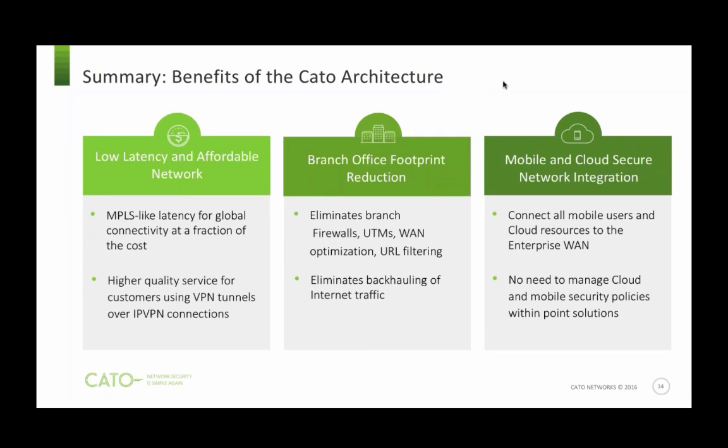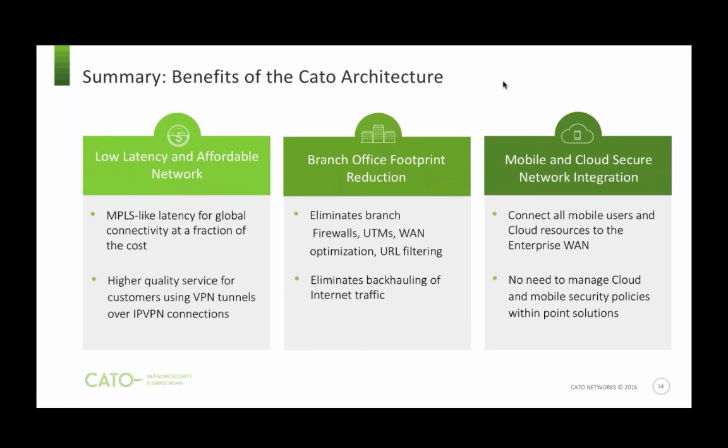Next, we eliminate infrastructure. If you have your firewall in the cloud, and you can do WAN optimization in the cloud, and you have sophisticated security capability in the cloud, you simply don't need branch office equipment in the same way you did before.